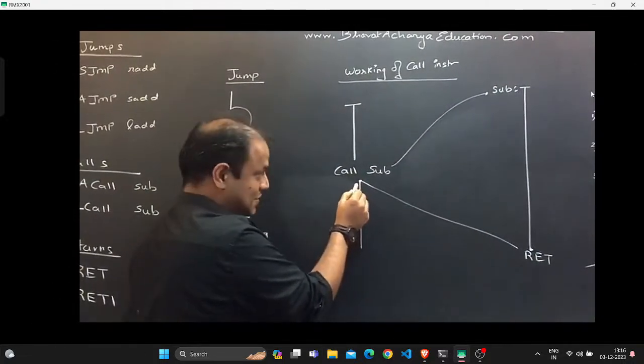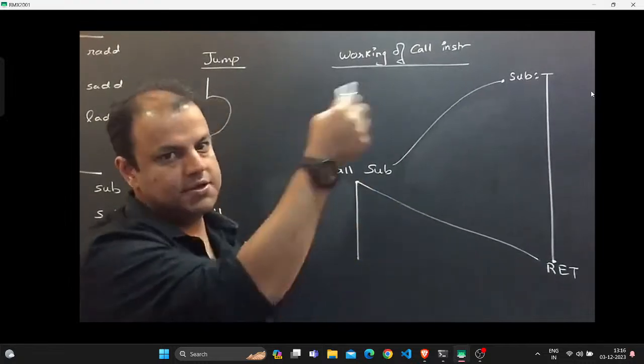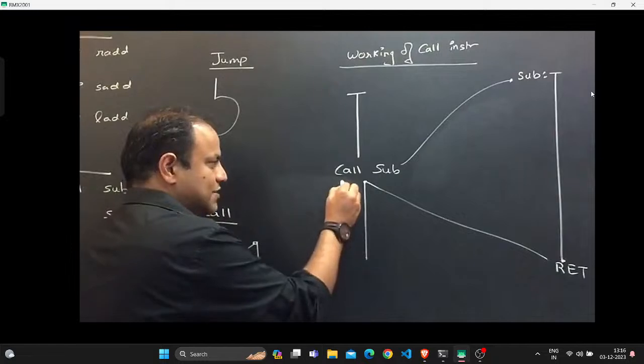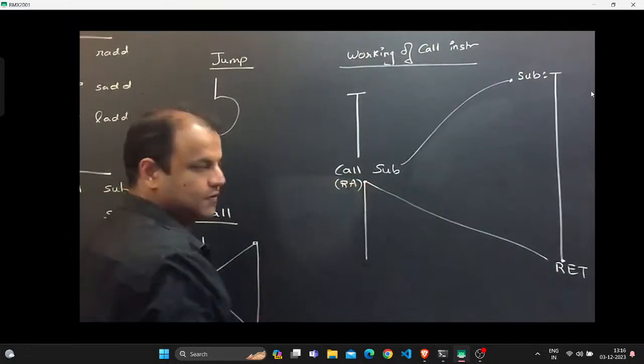Where will return get you back? To the same instruction or to the next instruction? Exactly, to the next instruction. Obviously, if you come back to the same instruction, we'll end up going there again and we'll just come in an infinite loop. So you come back to the next instruction. Now, let's call this address the return address, basically the address of the next instruction.